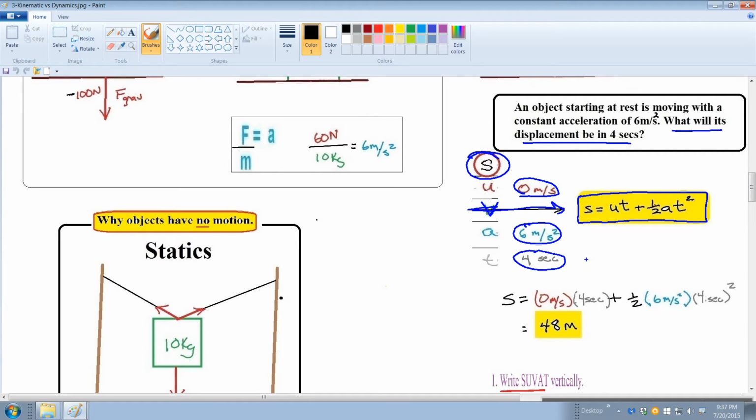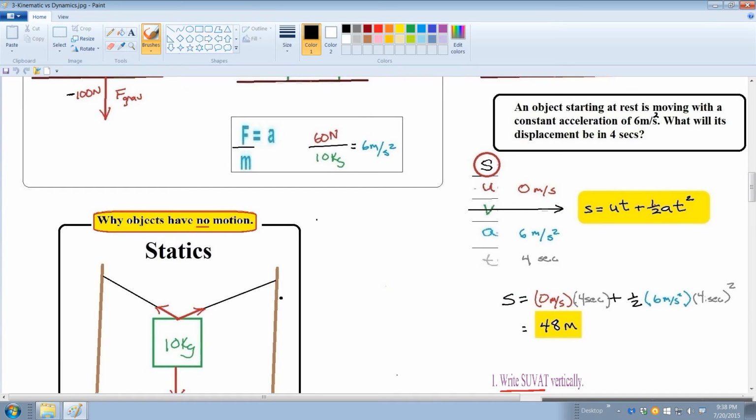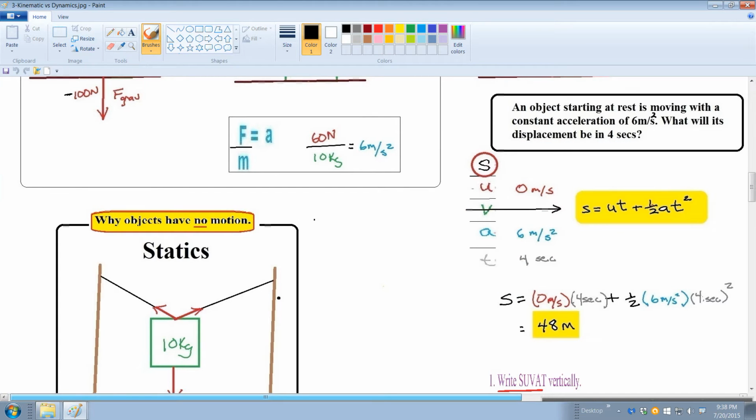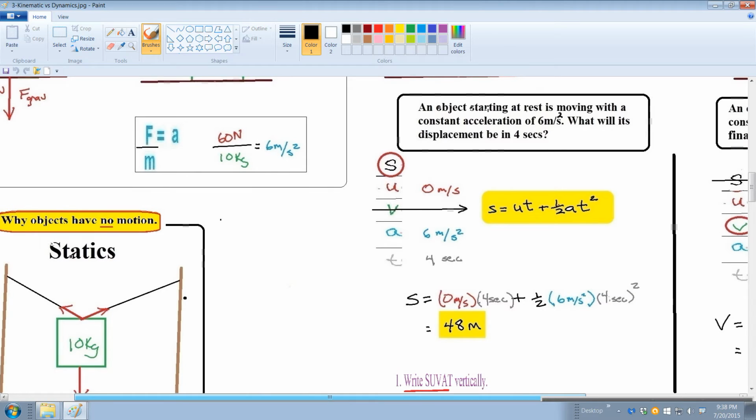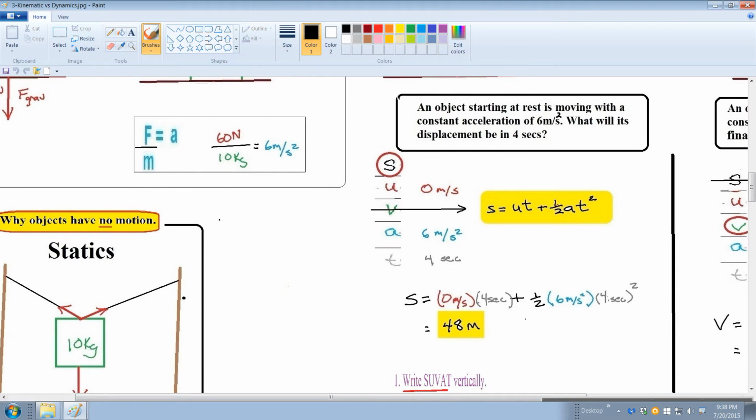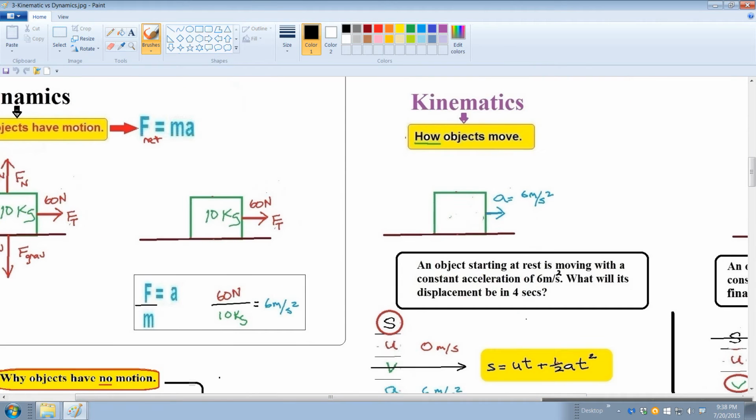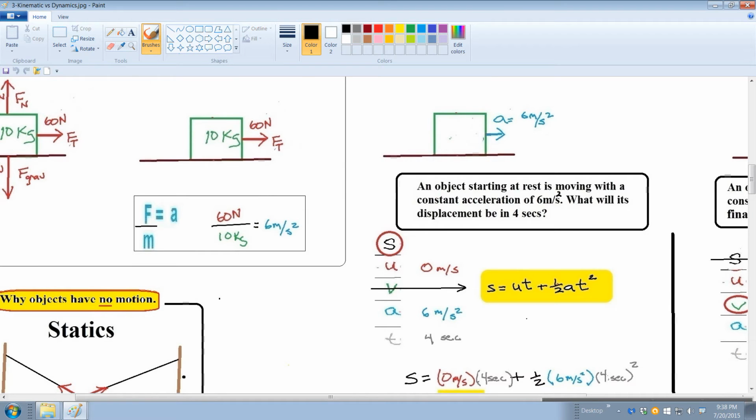And so we go down and we fill in the data that was given to us in the problem, and we solve for S. And the answer is, in 4 seconds, starting at rest, this object will have been displaced 48 meters. We didn't need to know the forces on it. We didn't need to know its mass. We just want to know how it's moving.